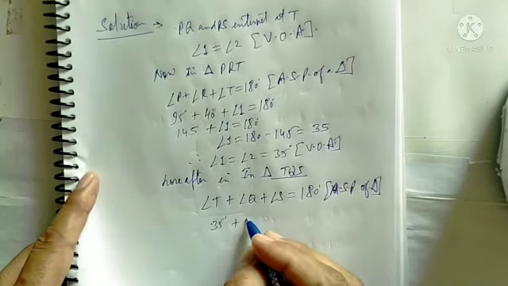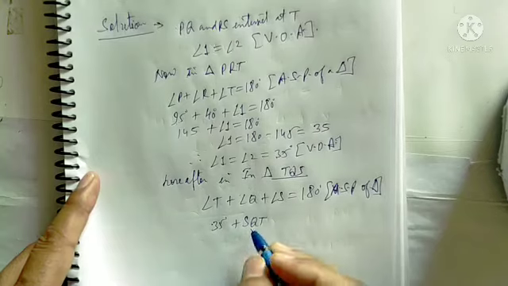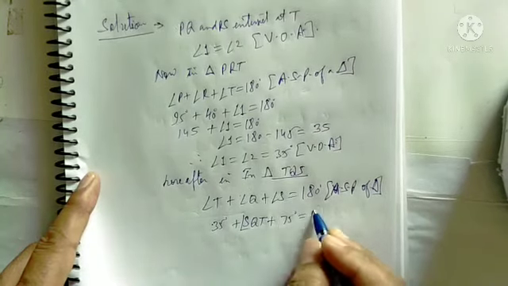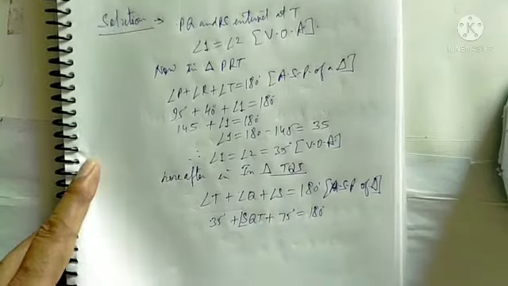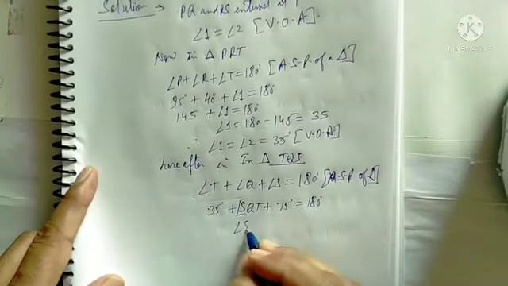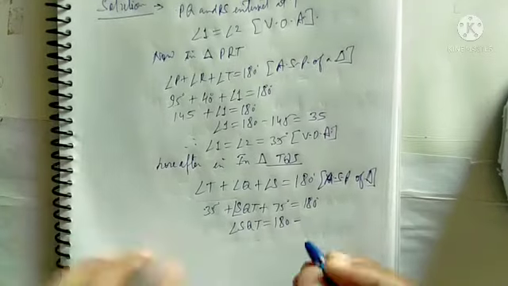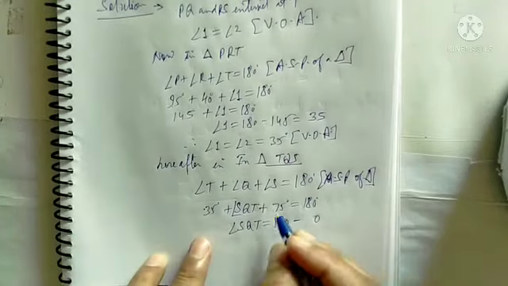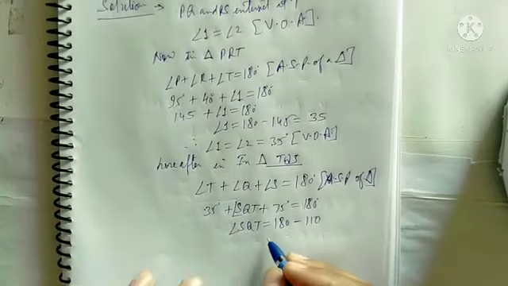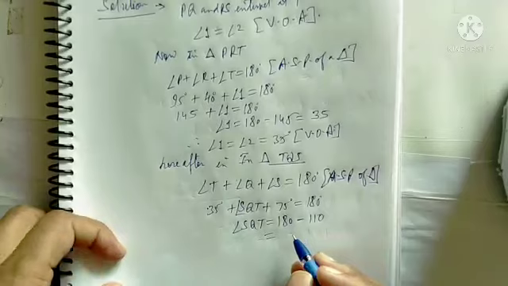Angle Q, SQT, we want to find out, and angle S is 75 degree, equal to 180 degree. Now add 75 plus 35 together and subtract from 180. Then angle SQT you will get: 180 minus 110, since 7 plus 3 is 10 and 11. Subtract, then what will come here?